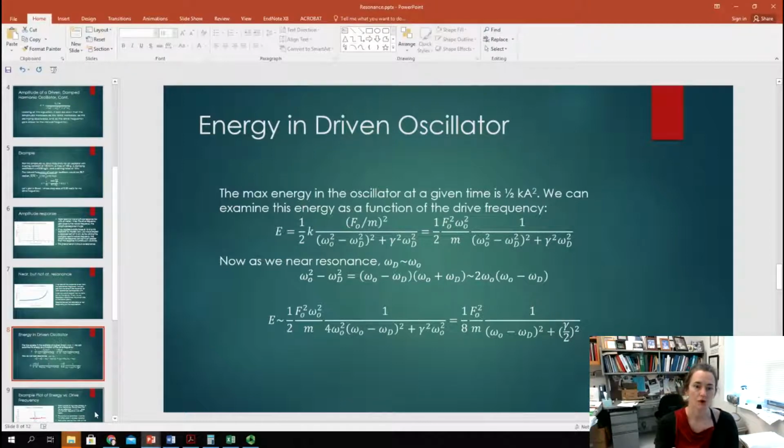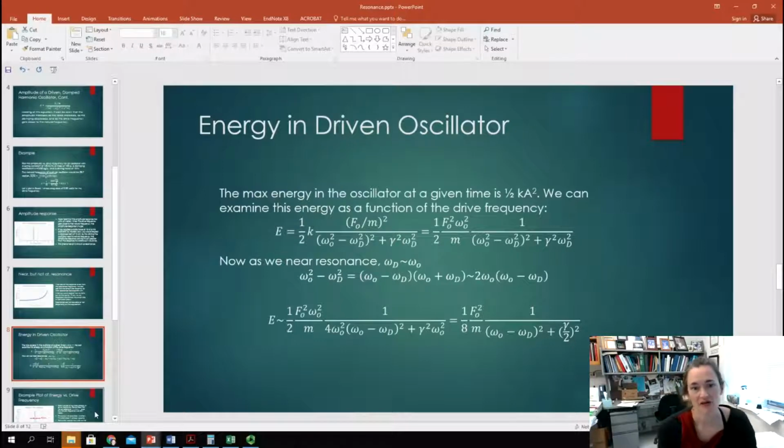All right, so what I've done here is I've plugged in the equation E equals 1/2 k a squared, where A was the amplitude response that I've been showing you on previous slides. So I just squared that amplitude and stuck it in this equation. Okay, so if you do that, then you get the energy is equal to 1/2 k times (f naught over m) squared divided by (omega naught squared minus omega d squared) squared plus gamma squared times omega d squared.